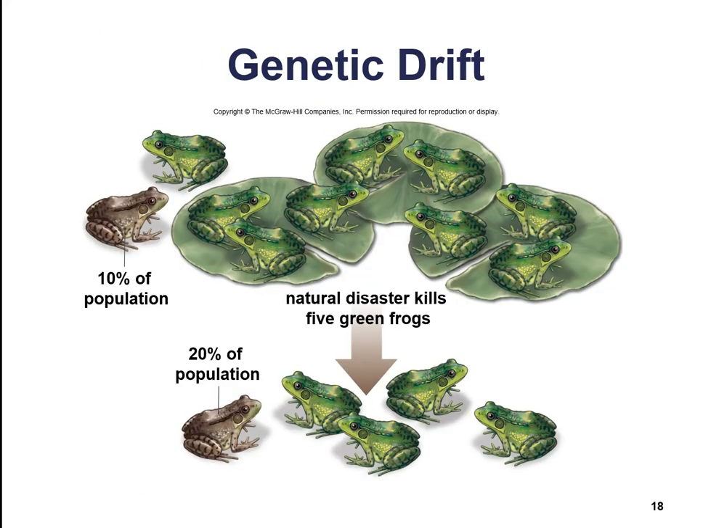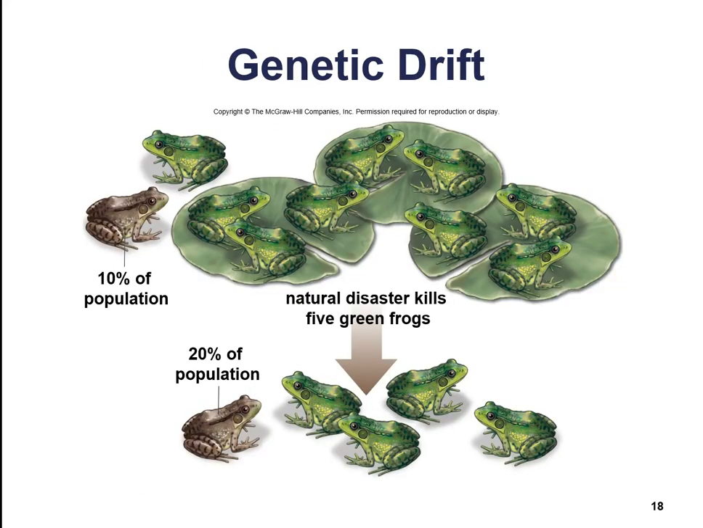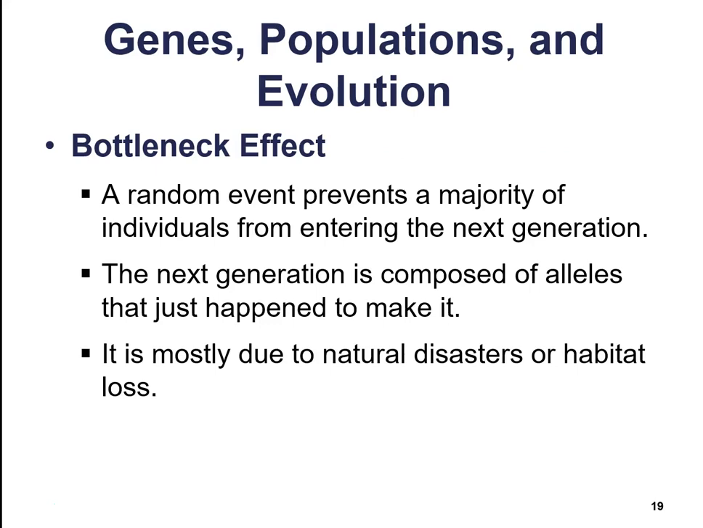So again, this is just some natural disaster, some event that caused these frogs, or a certain percentage of the population, to die. If you talk specifically about the bottleneck effect, it's a random event that prevents a majority of individuals from entering the next generation. That next generation will be composed of alleles that just happen to make it. This is what we're showing here. And again, it's mostly due to natural disasters or habitat loss. So genetic drift is the more general term, and bottleneck is a specific type. That's an example of bottleneck right there, okay?